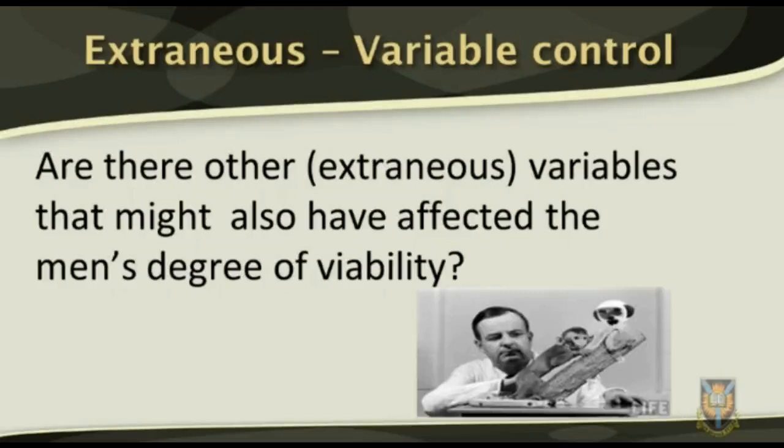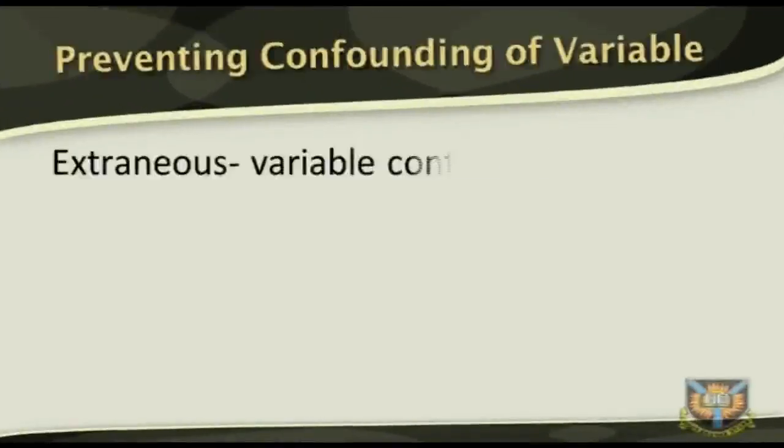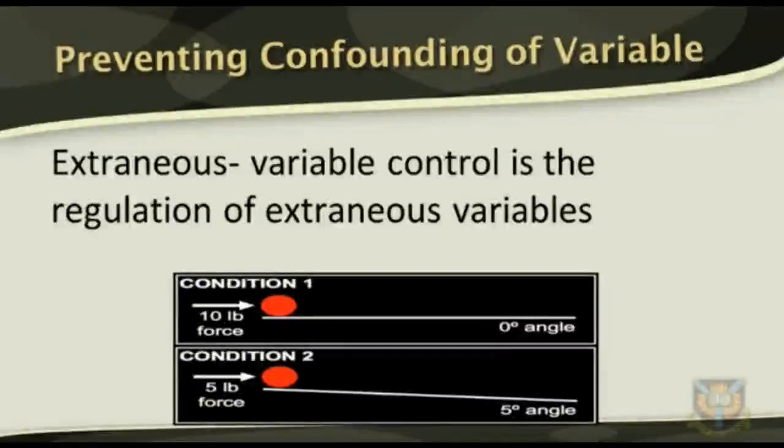Since it might affect the dependent variable, and since we are not immediately interested in ascertaining whether it does affect the dependent variable, it should be regulated so that it will not mask the possible effect of the independent variable. Preventing confounding variables: failure in adequately controlling extraneous variables results in a confounding experiment, a disastrous consequence for the experimenter.